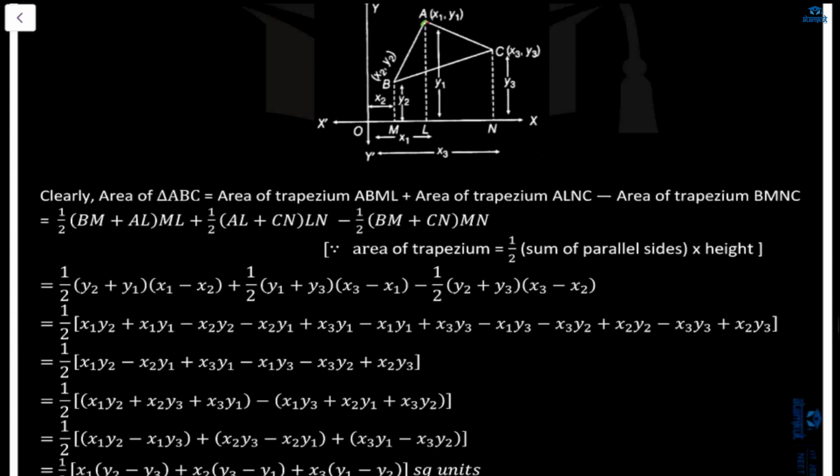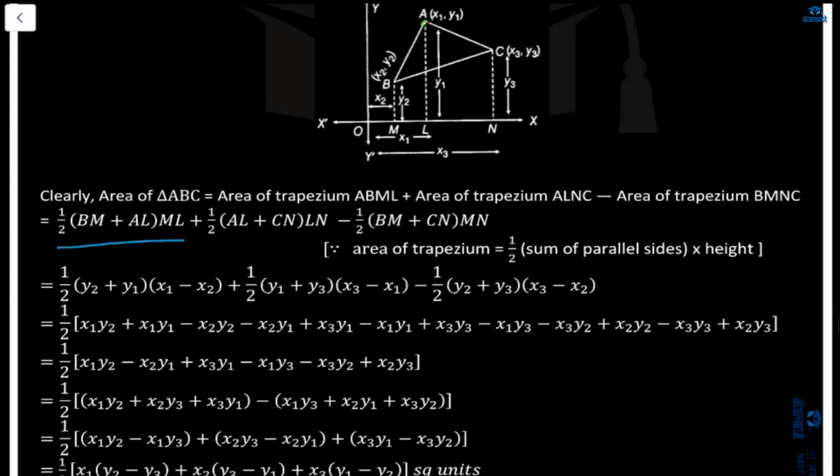So here you see in the trapezium ABML, the first trapezium, this one. So we are checking for this trapezium. What is here? Half into the sum of the parallel sides. What are the parallel sides? BM and AL are the parallel sides. BM plus AL, and the height between them will be ML, the perpendicular distance between them. We already know ML, so ML is the height between them. So we have written here half BM plus AL into ML.